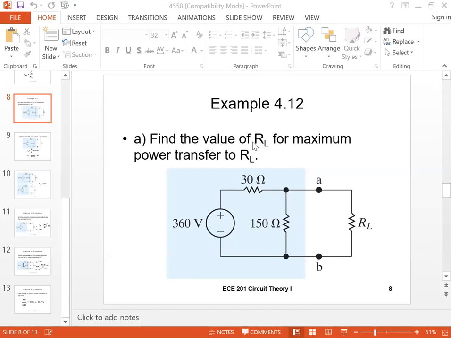Bismillah ar-Rahman ar-Rahim. So this is the example for the maximum power transfer theorem. Find the value of RL for maximum power transfer to RL. So we will find the value at which we get maximum power transfer from source to load. First of all, we will calculate the Thevenin resistance, and then we will calculate the Thevenin voltage and make a Thevenin equivalent circuit.